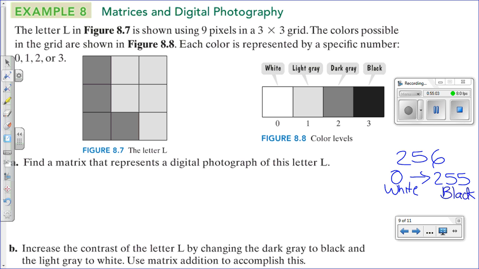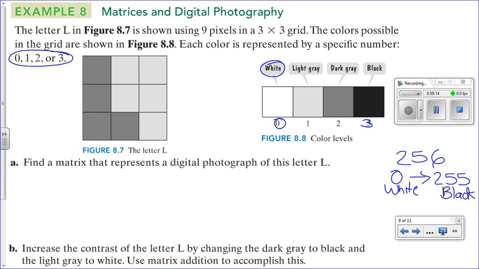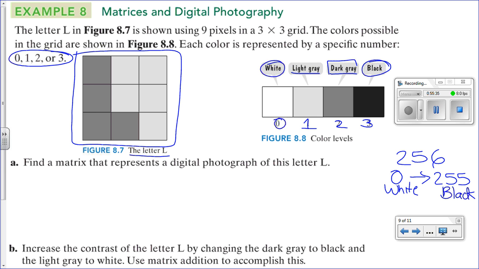Now for this book, we're only going to use numbers such as 0, 1, 2, and 3, where 0 represents white, 3 represents black, and 1 represents light gray, 2 represents dark gray. So we have a picture here, the letter L, I guess, and we can see the letter L is being formed by the pixels in dark gray. The rest of that square is being formed by pixels in light gray.